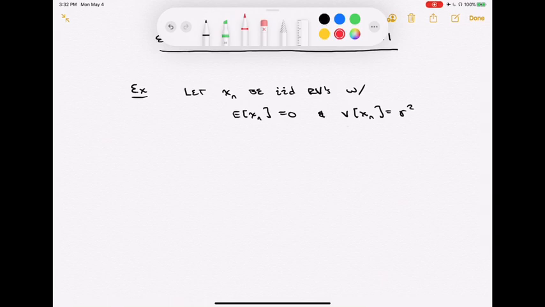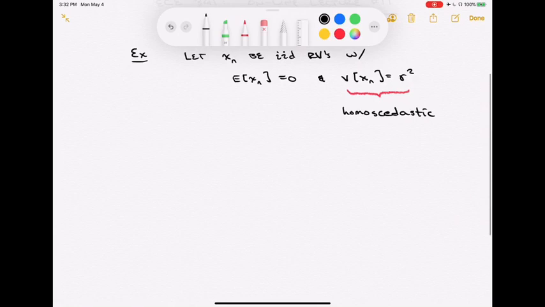Just as a little side note, when you have variance equal to a constant across all time, that is a condition that is called homoscedastic. So if you have a homoscedastic process, it's one that has constant variance across time. You could also have something that would be called heteroscedastic, a process that has a changing or varying variance across time. So we're just looking at the particular case here: IID random variables, zero mean and homoscedastic, or variance equal to some sigma squared across all time.